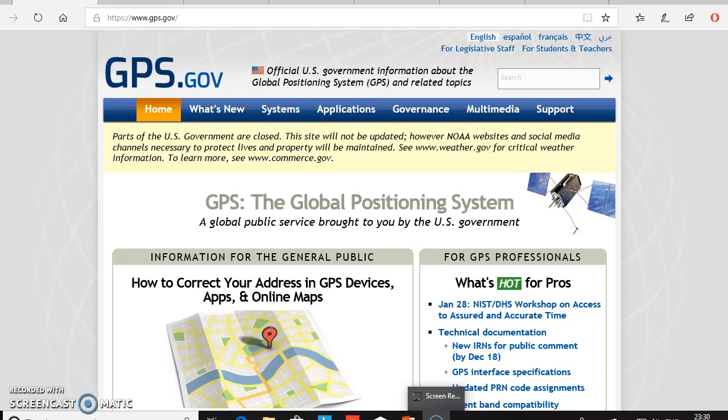GPS, or Global Positioning System, was created by the US military and is currently maintained and operated by the US Air Force. Their main website is gps.gov. And if you go there, you can find a great deal about this system, how it was created and rolled out to the public.